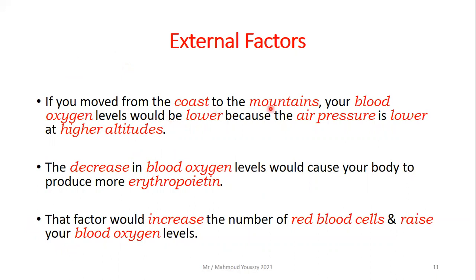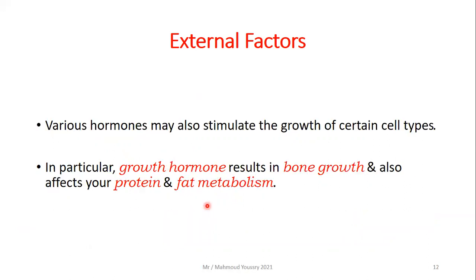If you moved from the coast to the mountains, your blood oxygen levels would be lower because the air pressure is lower at higher altitudes. The decrease in the blood oxygen levels would cause your body to produce more erythropoietin, to produce more red blood cells, to get more oxygen that our body needs. That factor would increase the number of red blood cells and raise your blood oxygen levels.